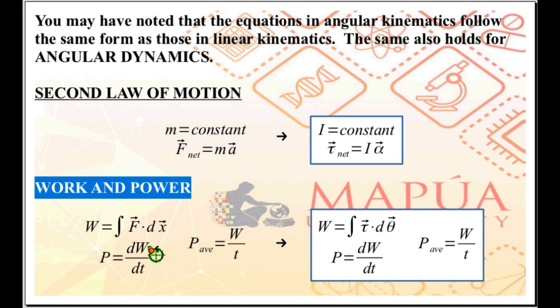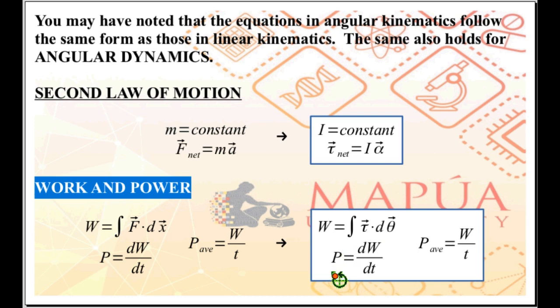And getting the average of this equation, we have average power, which is just equal to total work done divided by total time, W divided by T. For angular motion, work is still work, so we still have capital W for our variable, but this time, F is replaced with torque, tau, and X is replaced by theta, and we have the work done for angular motion. W is equal to integral of torque dotted with d theta.